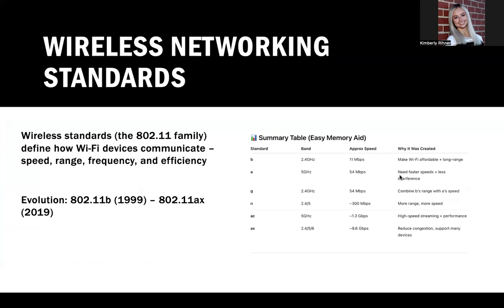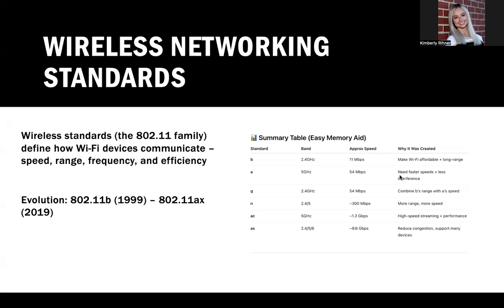Wireless standards, which is also the 802.11 family, define how Wi-Fi devices communicate. So there's speed, range, frequency, efficiency. Basically, they are like generations of Wi-Fi that range from the year 1999 to 2019, beginning with 802.11b to 802.11ax. You notice that in the chart describing each generation in the family, and we notice how the speed of each increases throughout the years and becomes more reliable.